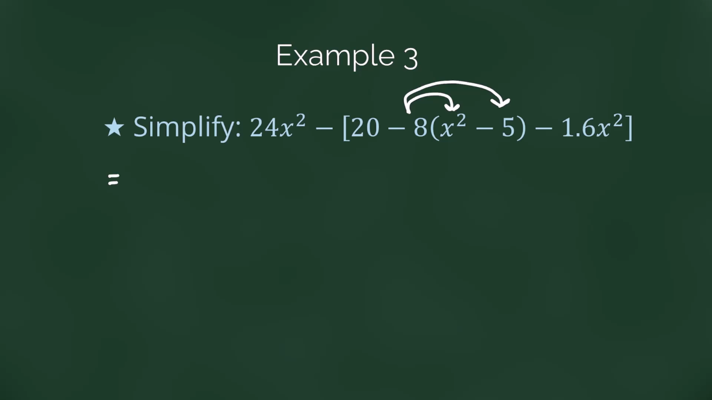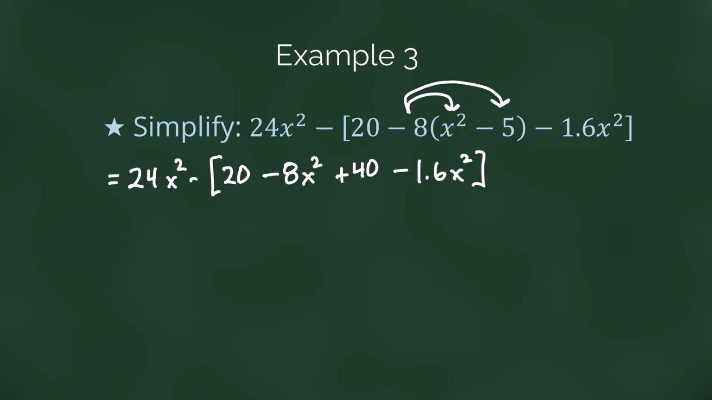So I will rewrite everything else without changing it. The negative is going to change the sign of the things inside, and then they're also going to get multiplied by 8. So we're going to get a negative 8x squared, and then a positive 40. And everything else just remains exactly as it was before.